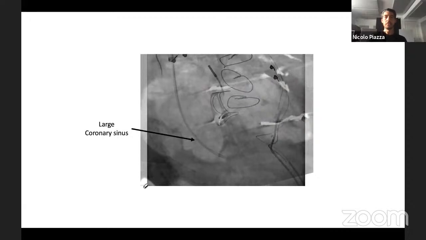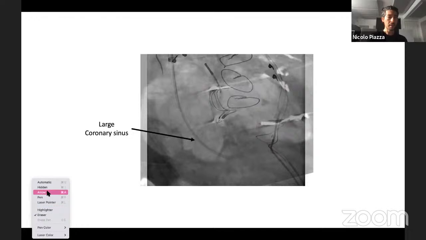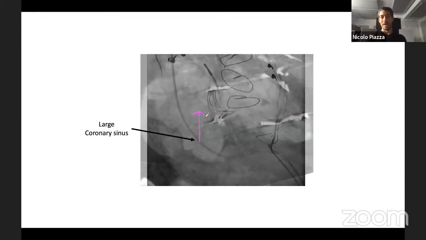So the problem was that we were entering the coronary sinus repeatedly. And the way to deal with that is you've got to do two things. You need to bring your catheter more superior, and you've got to give it more anterior torque.